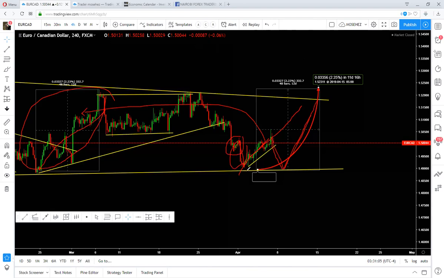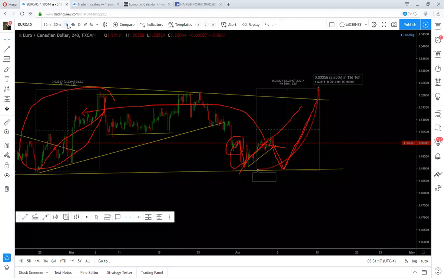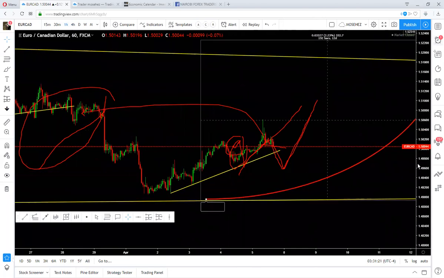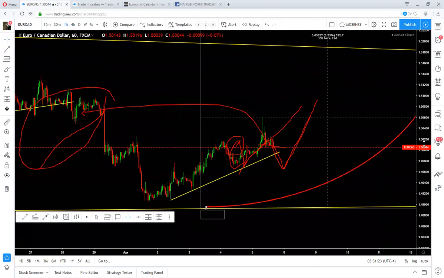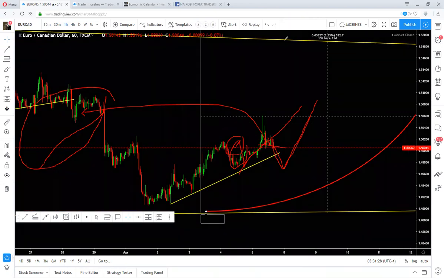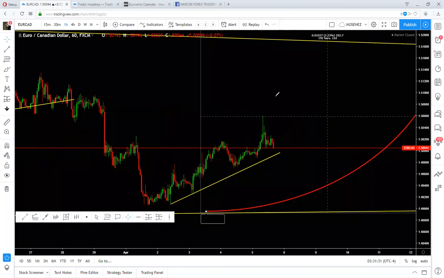So what I will do, I will just get out and wait for this pair to come down and enter again from the bottom. But still, it doesn't mean that if you are in this trade that you should just jump out immediately. So what we do, you can see that we already have a trend line there. So I'll just wait for it.